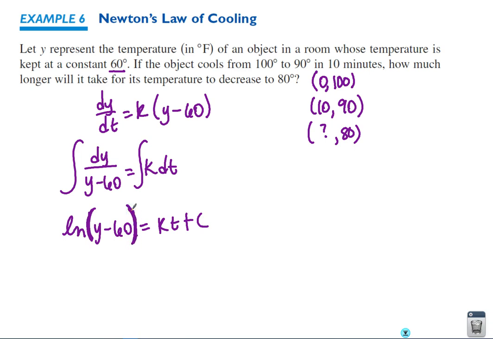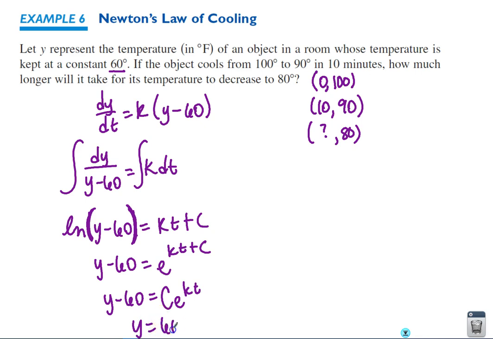We're good. So now y minus 60 is equal to e to the kt plus c. But I know that I can make this y minus 60 equals c e to the kt. And so y equals 60 plus c e to the kt. So then let's see here. I wanted to know how much longer to get to 80 degrees.